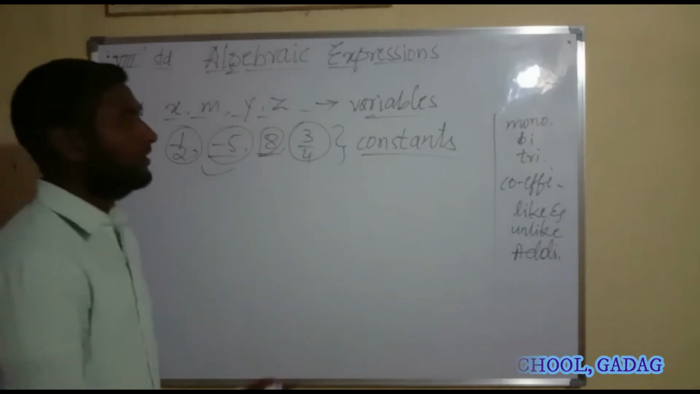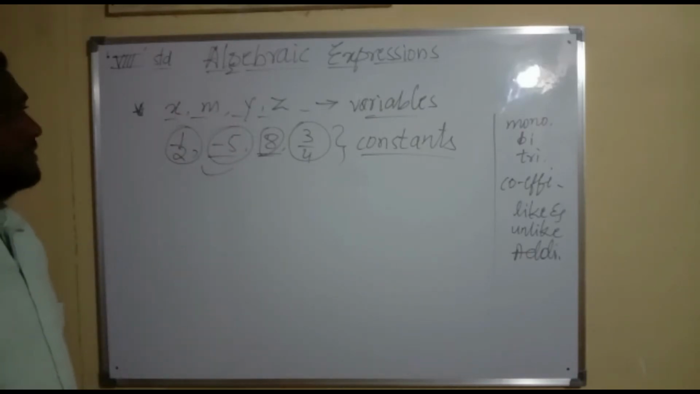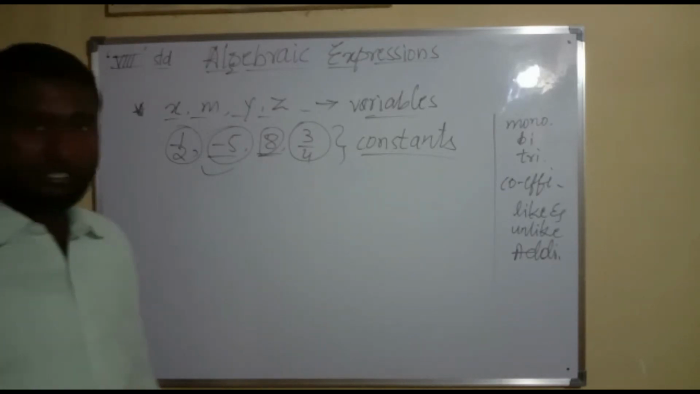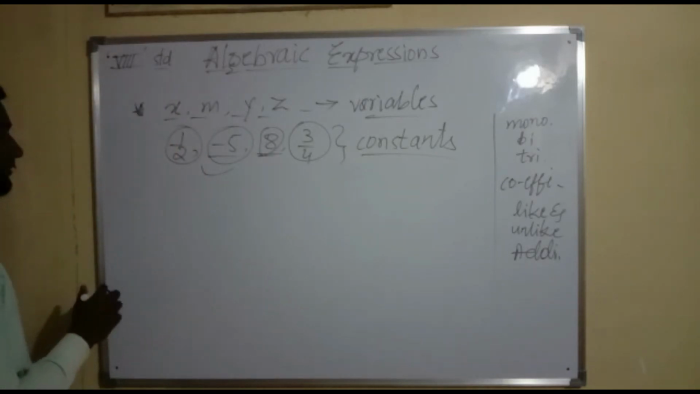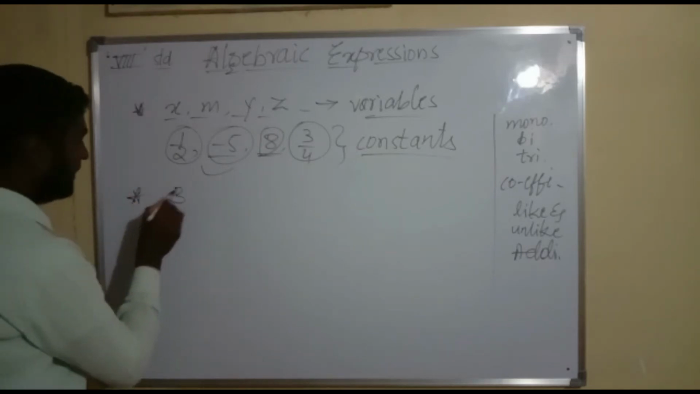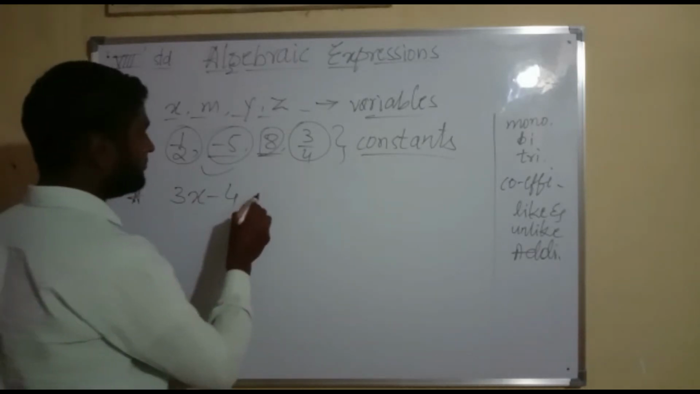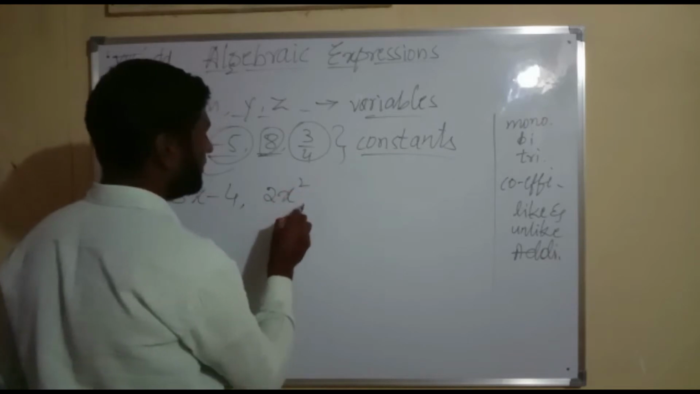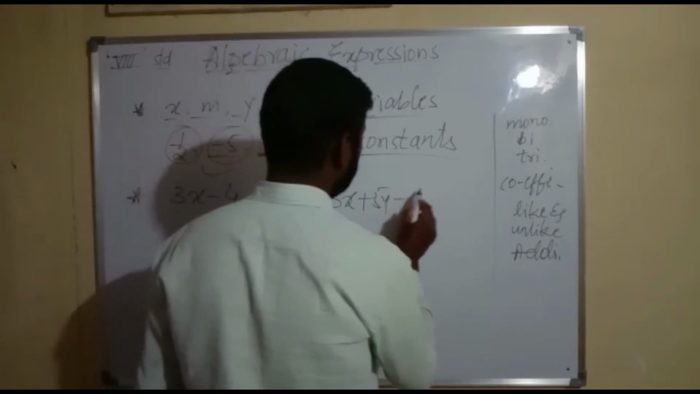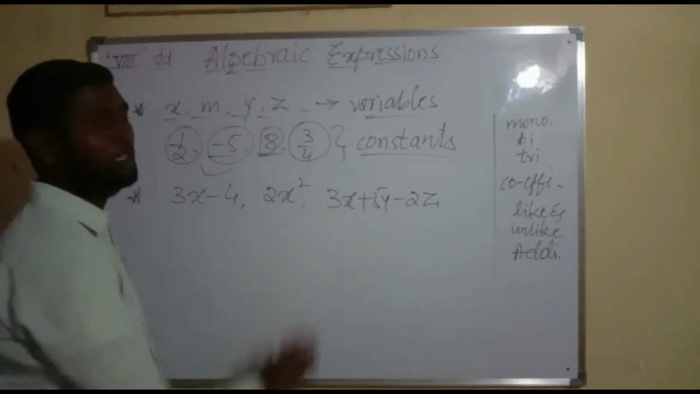In this we are going to learn some of the terms which are called monomials, binomials, trinomials. What are they called? It means polynomials. On what basis are they called so? In mathematics, if I write an example, I'll show you. I'll write 3x minus 4, and 2x squared, or 3x plus 5y minus 2z. Here I have written some terms.